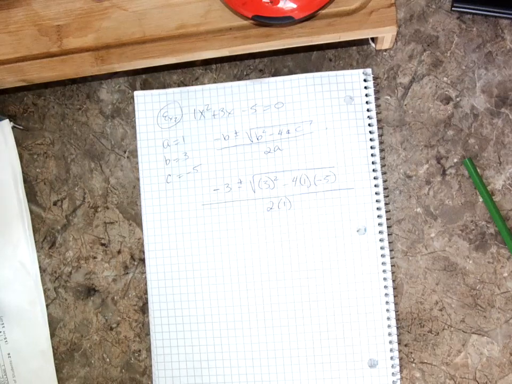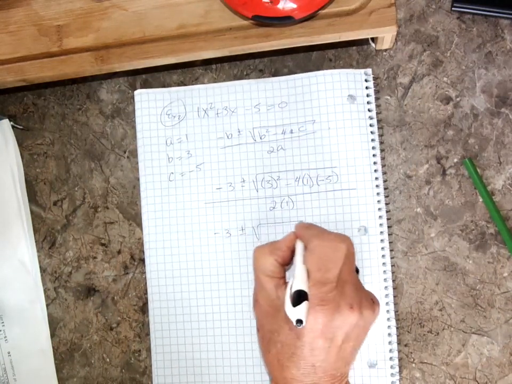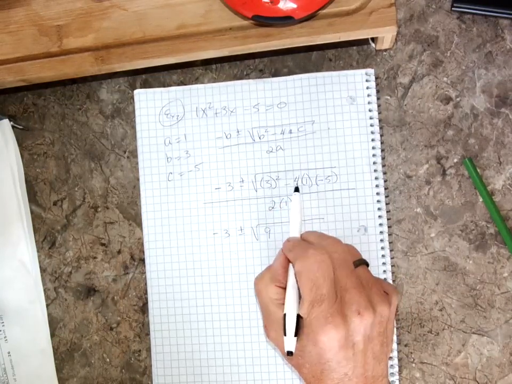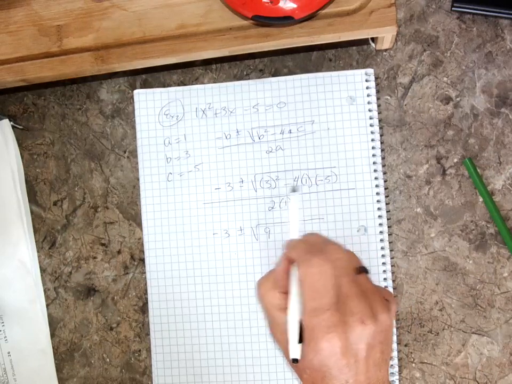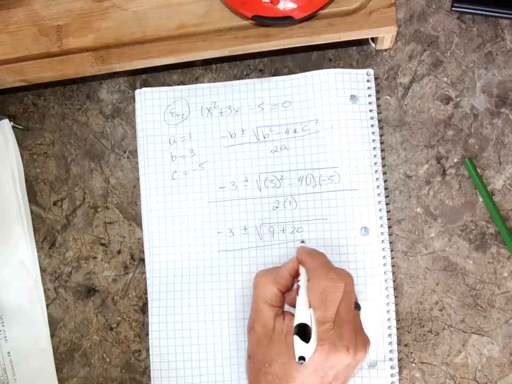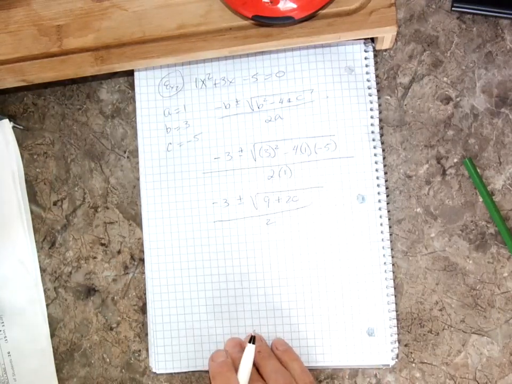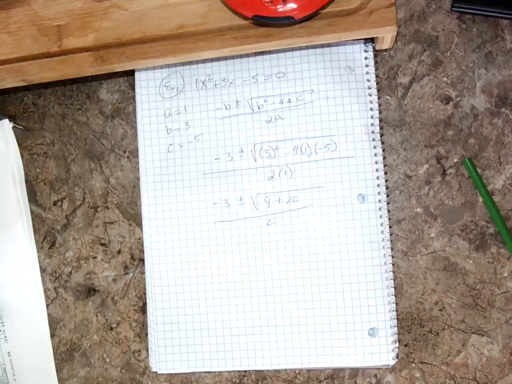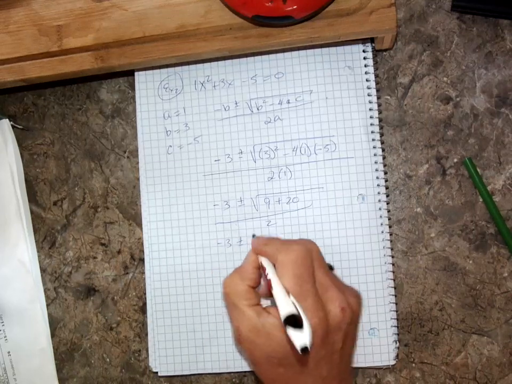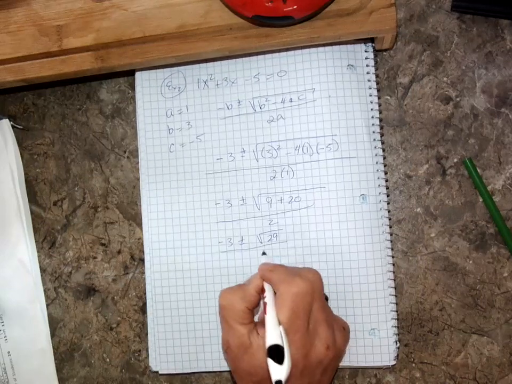Now we've got to simplify. I'm going to go negative 3 plus or minus the big square root of 9, because 3 squared, and then 4 times 1 times 5 is 20, but a negative and a negative makes a positive 20, all over 2 times 1 is 2. Let me keep going. Negative 3 plus or minus the square root of 29 over 2.